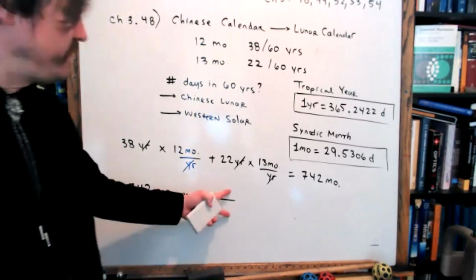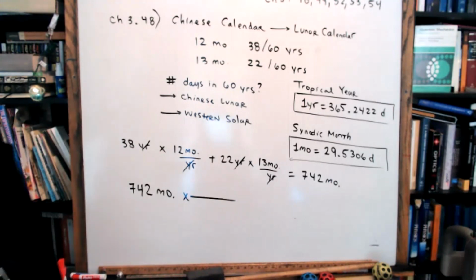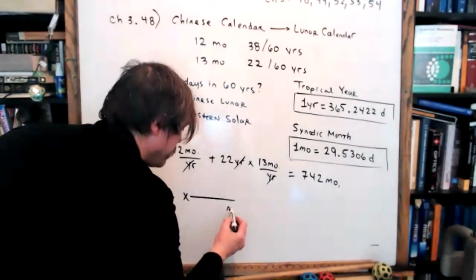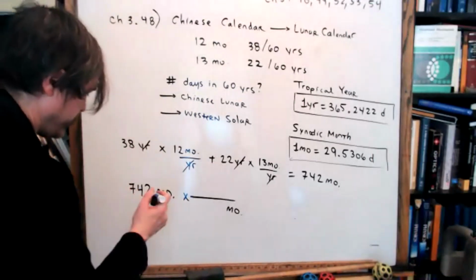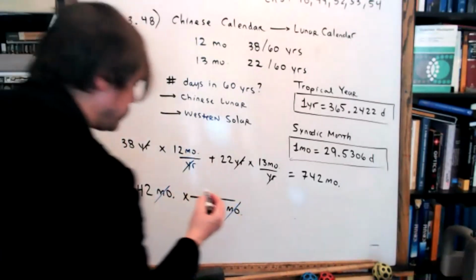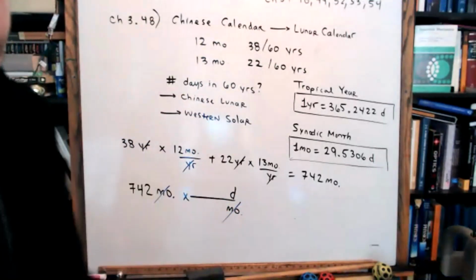Okay, so give me some units top and bottom. That's your job. I would imagine there would be months on the bottom, that way they cancel out. And what am I trying to convert it to? You're trying to convert it into days. Okay, so we'll put days. That's step 3. We kill off the months, we get days.